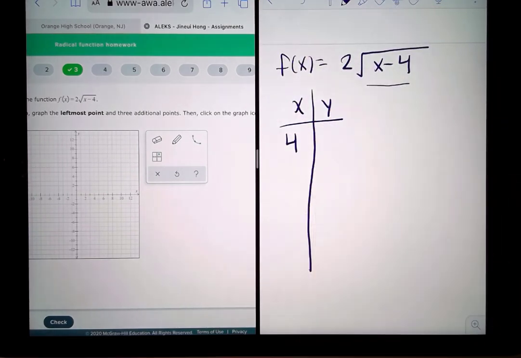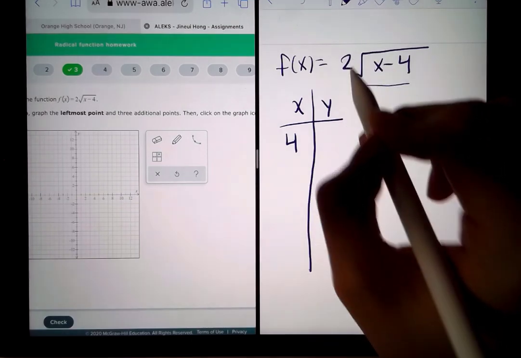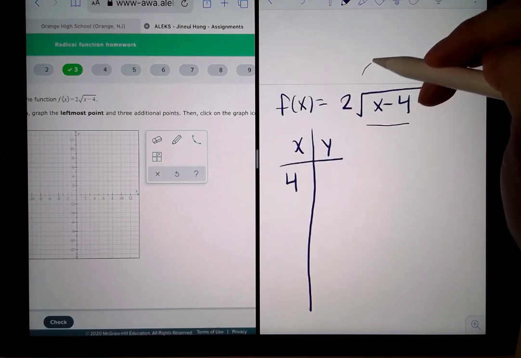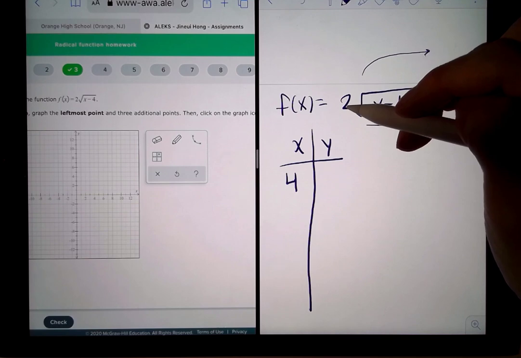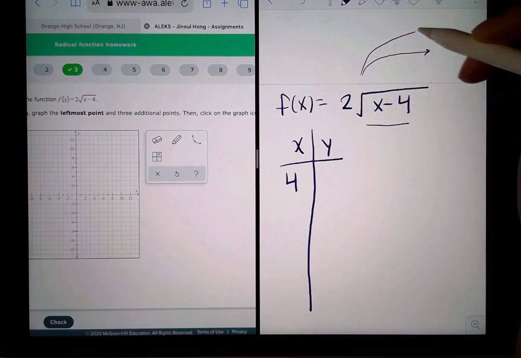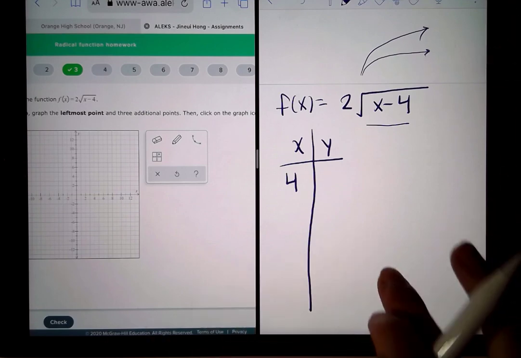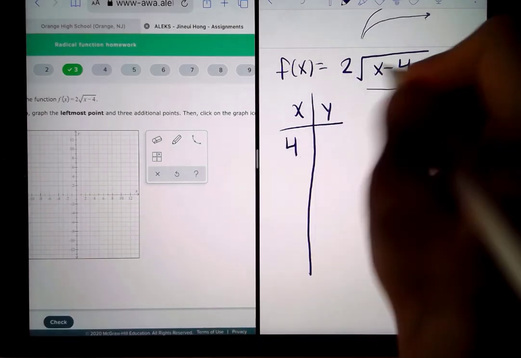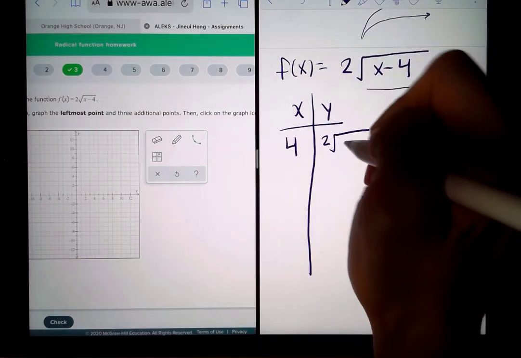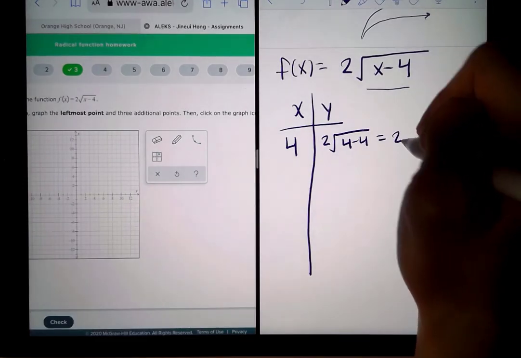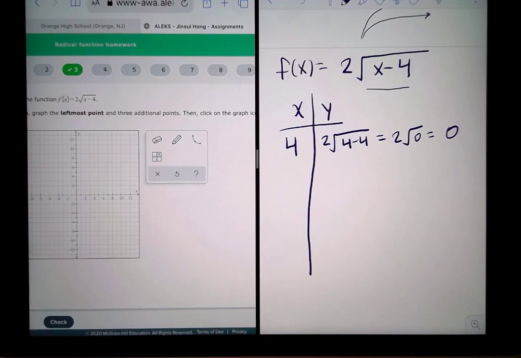So 4, we started from 4, okay? But this time you have this multiplier, so you know that's a vertical stretch. So we already know that compared to the regular function, because you have 2, the graph is a little higher, because you stretch it vertically, right? So we already know the shape, but we just want to find the exact graph, all right? So when x is 4, you put that in, then you get 2 radical 4 minus 4. Then what do you get? 2 times square root of 0, which is 0, right?